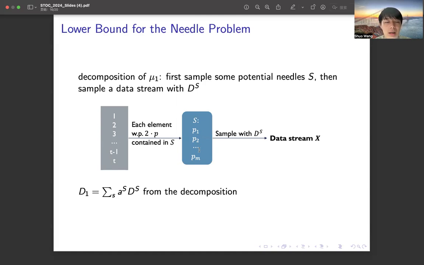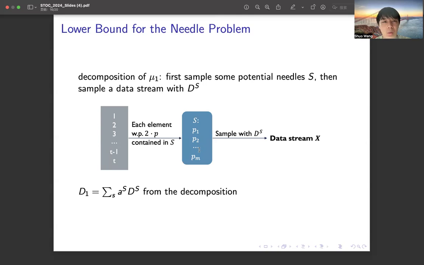First, we have a set of coordinates from 1, 2, 3 to n, and then each element in n is contained in S with probability 2 times p. And now we have a set of potential needles S, P1, P2 to Pm. Then we sample a data stream with DS.